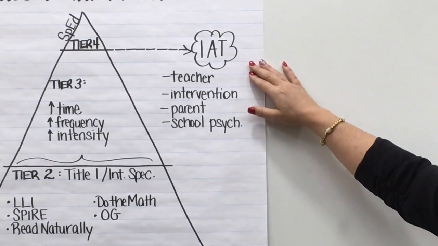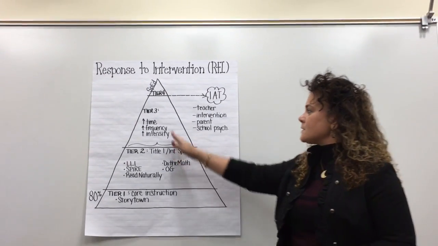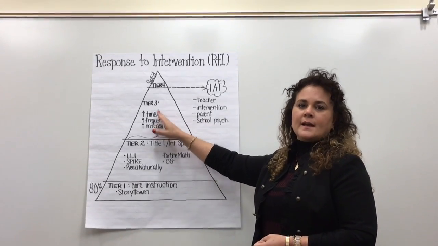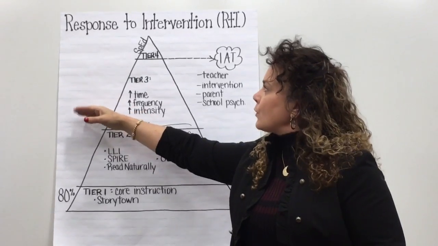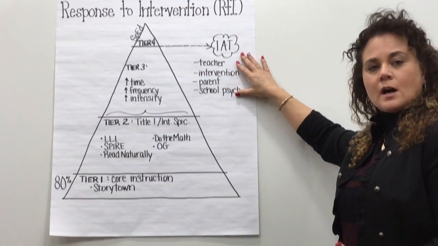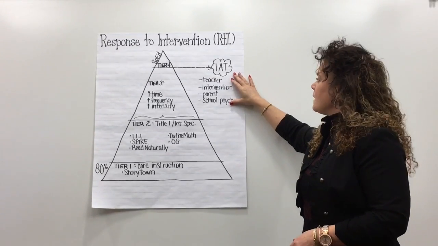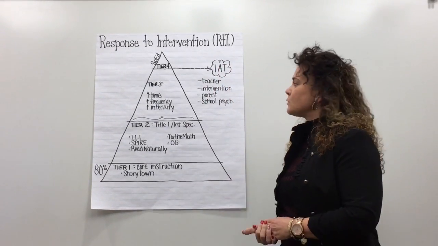The data is showing that you've changed the intervention, you've increased maybe intensity, time, and frequency, and the child is still not progressing. At that point, what your conversation is, I need to bring more people to the table to have a conversation about this kiddo. So you fill out your paperwork, make an appointment, come to an IAT.